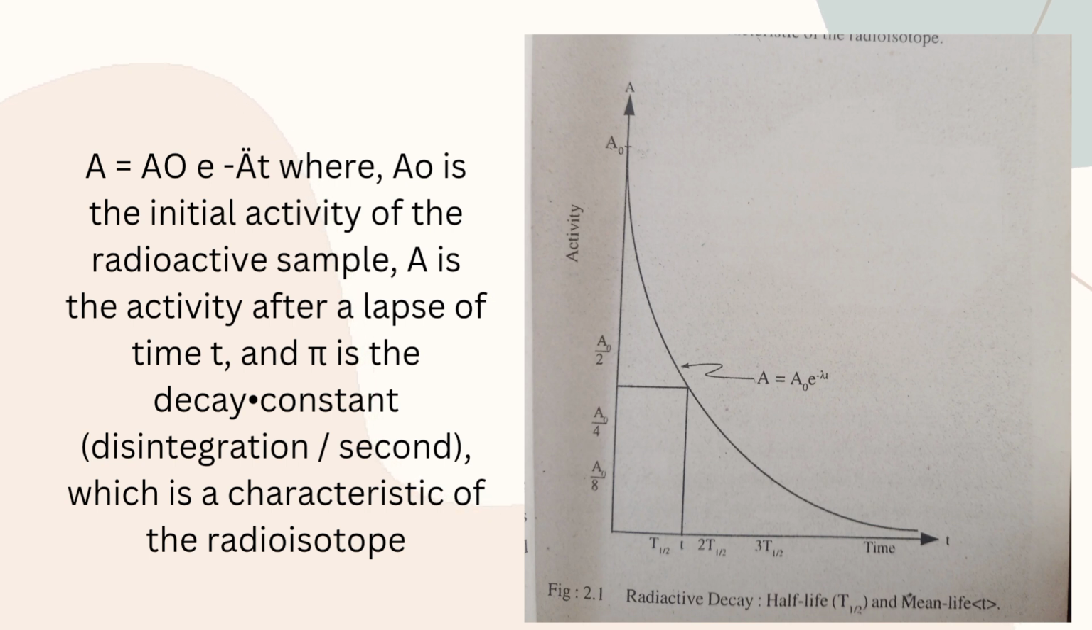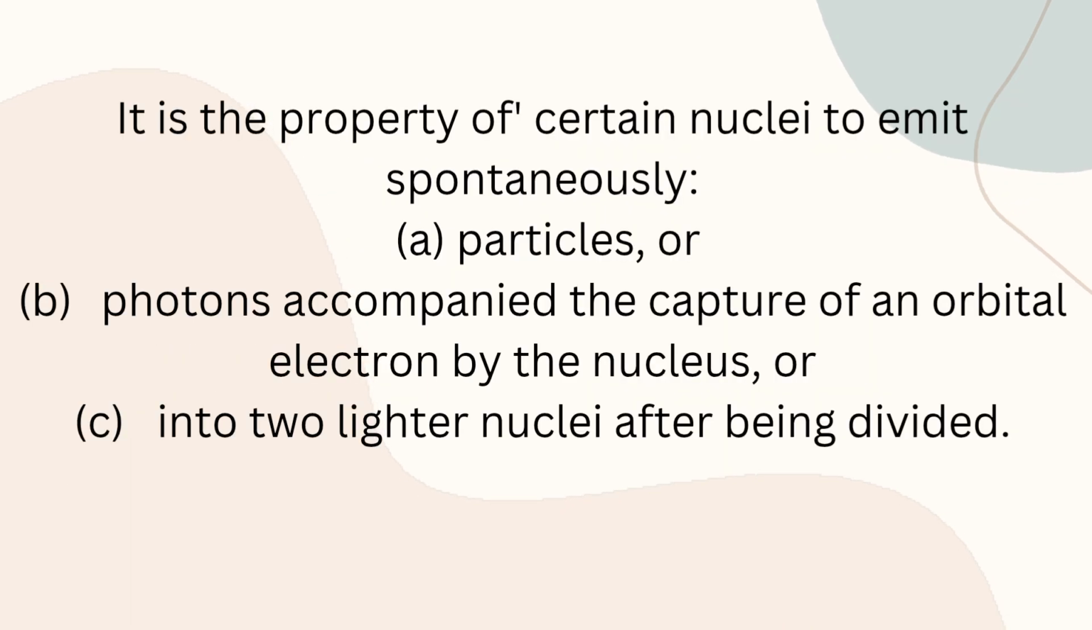Where A0 is the initial activity of the radioactive sample, A is the activity after a lapse of time t, and lambda is the decay constant, in per second, which is characteristic of radioisotopes.